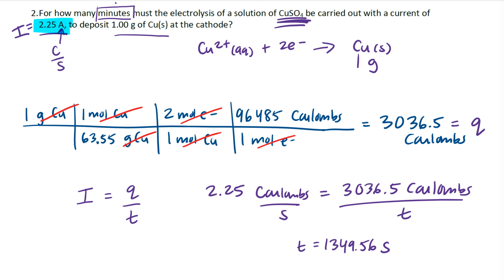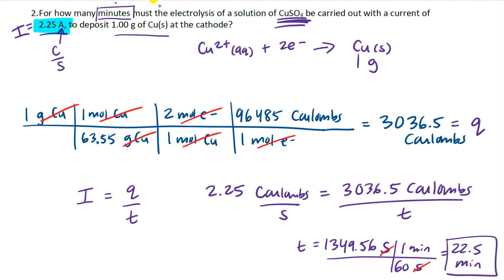Now I need to convert this over to minutes. So I know I'm going to have to divide this by 60, and so the seconds can cancel out, and we are left with 22.5 minutes of how long we're going to have to run this cell. Okay, so we calculated coulombs, then we plugged the coulombs into the current equation, meaning amps, and we solved for T. Now I'm going to show you an alternative way to do this, all just in dimensional analysis.